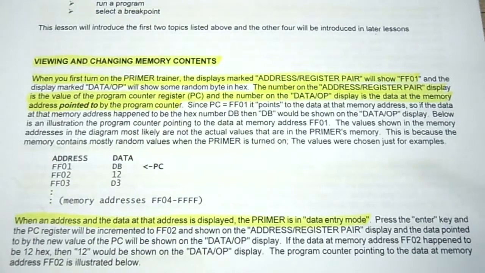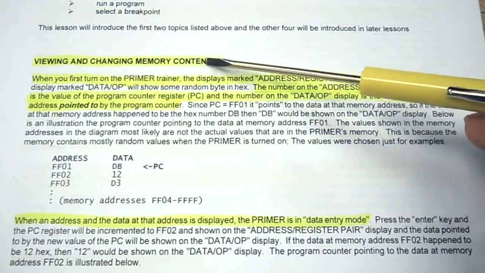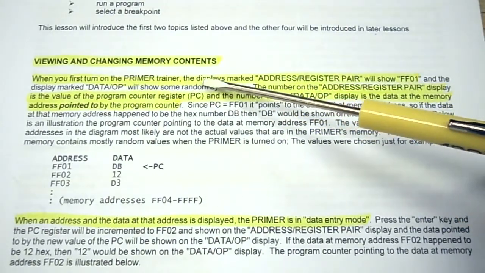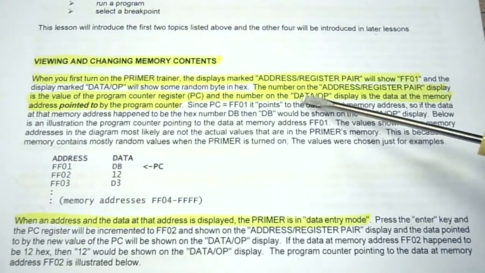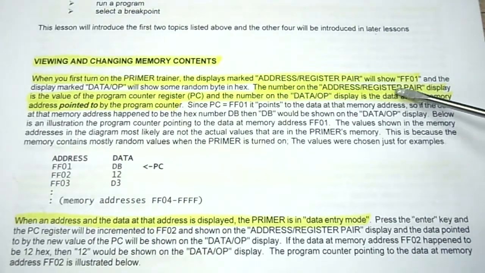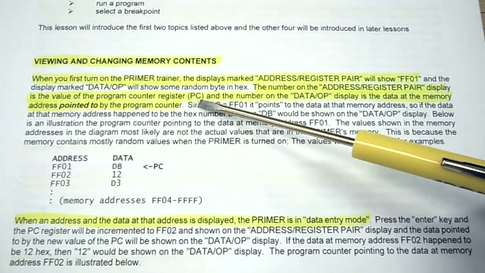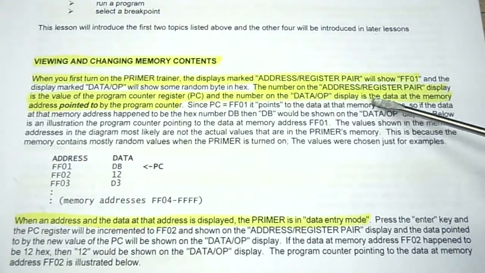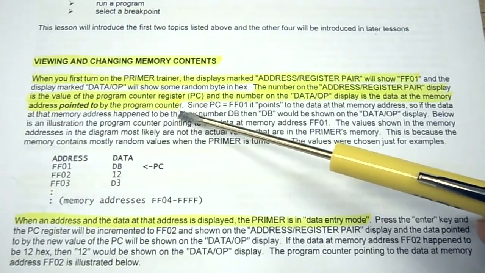So following along the instructions, the first section is on viewing and changing memory contents. It says when you first turn on the Primer Trainer, the display marked address register pair will show FF01. The number on the address register pair displays the value of the program counter register, PC, and the number on the data op display is the data at the memory address pointed to by the program counter.